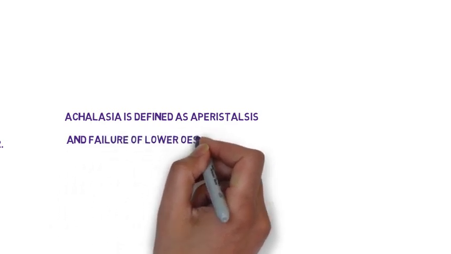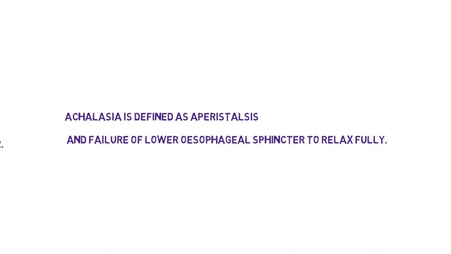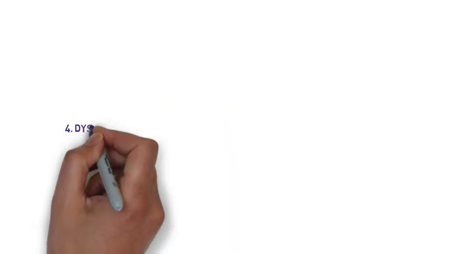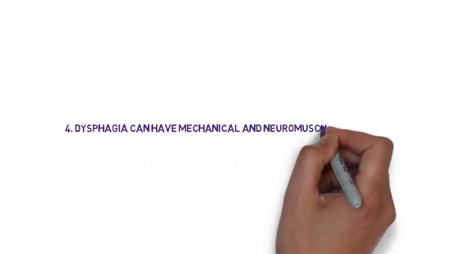Achalasia is defined as failure of lower esophageal sphincter to relax fully and a failure of the normal peristalsis of the esophagus. Dysphagia can have mechanical and neuromuscular causes, so it is important to differentiate between the two.